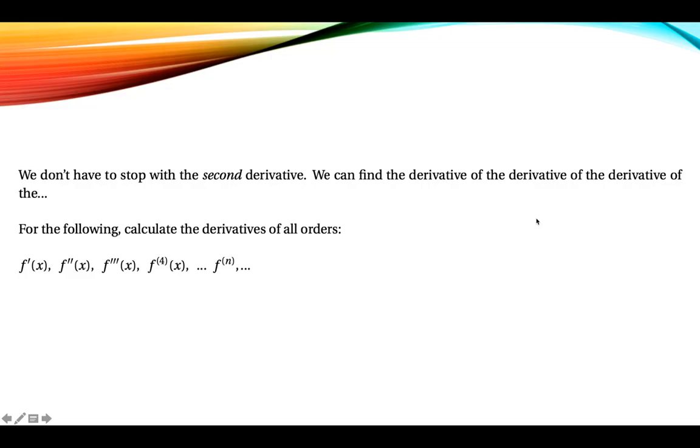We don't have to stop with the second derivative. We can find the derivative of the derivative of the derivative of the, you get it. It keeps on going. And for the following, you could calculate all the derivatives, and we can just keep going up until we get to the nth derivative, where n is the degree of the original function.